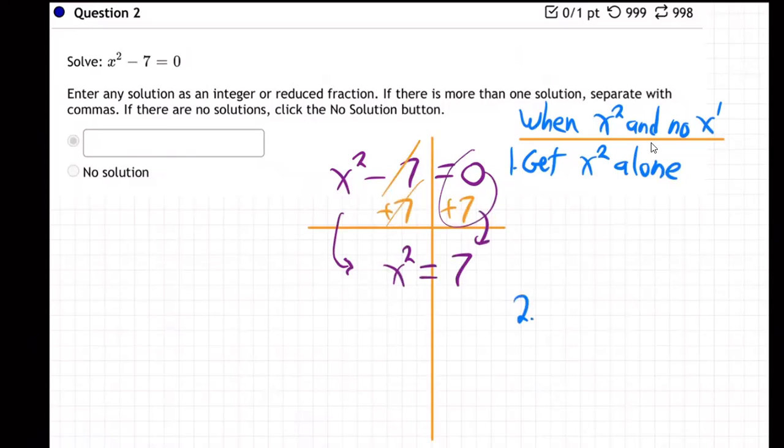Check. Step 2. You're going to do right here. Root and plus or minus root over the sides. So you get the x squared alone, and then you root and plus or minus root the two sides of the problem.